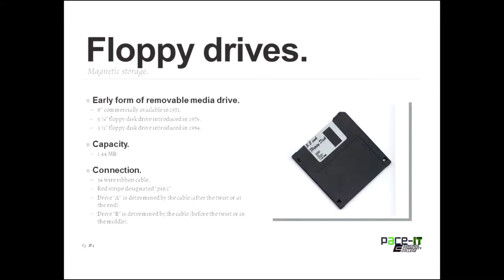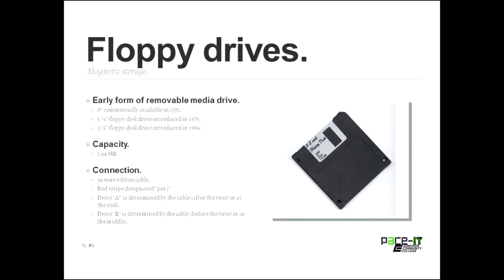Also, since they weren't keyed, a lot of the times it was actually fairly easy to insert the cable incorrectly onto the drive itself. A lot of the times when you did that, the disk drive light would light up solid green all the time, so that's how you knew when it was incorrect.